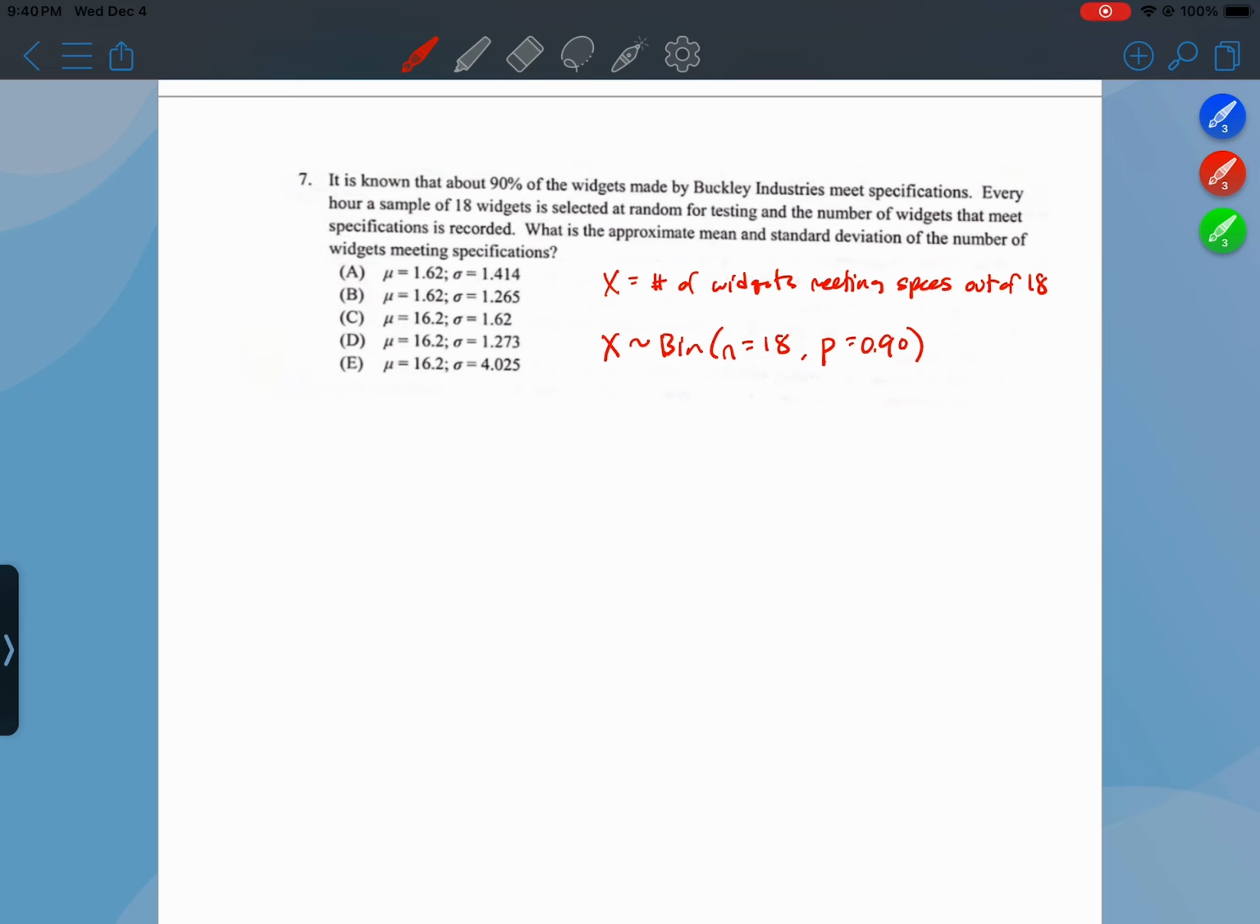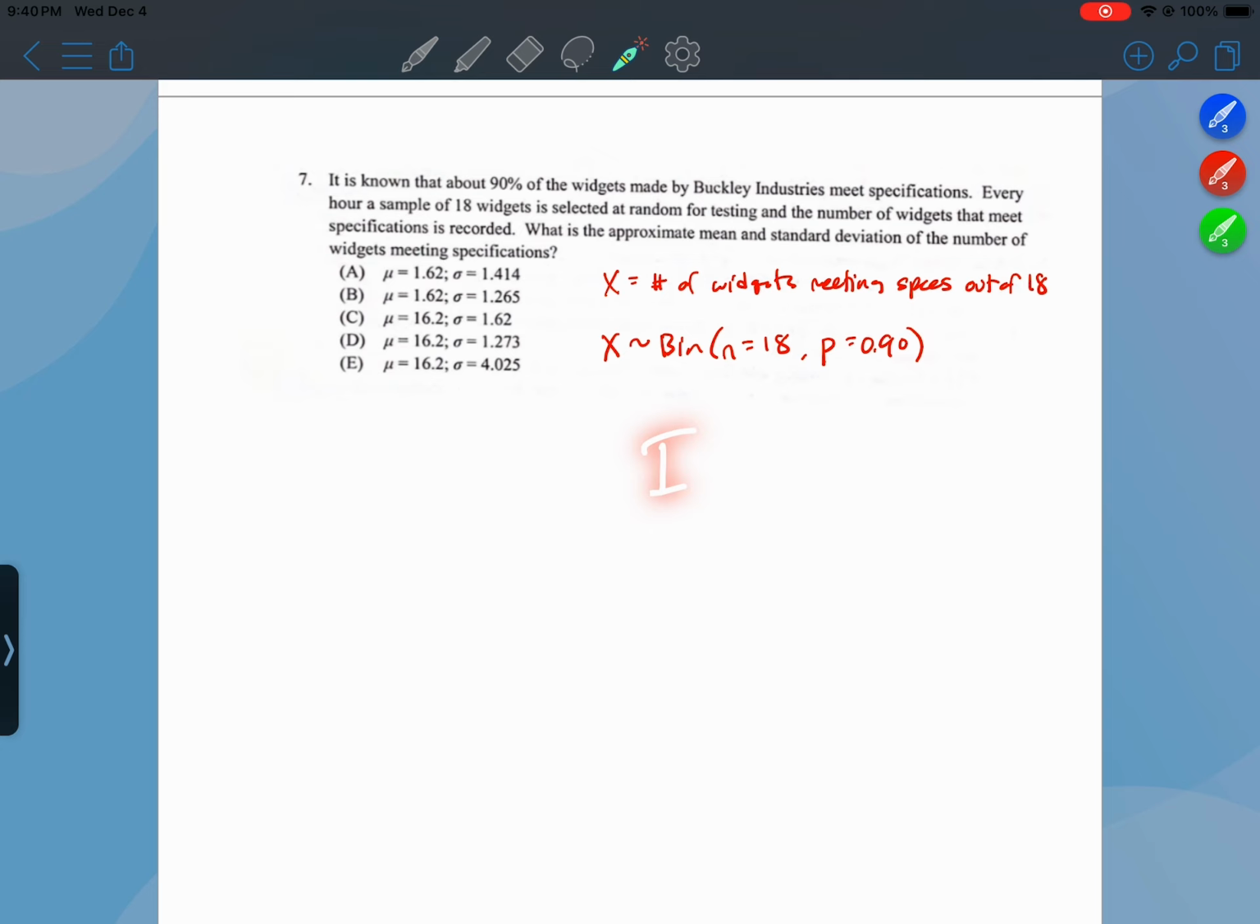Now, I'm not going to write it down, but here's the rundown I did in my head. So I checked BINS. Are the outcomes binary? Sure. If it passes specs, it's a success. If it doesn't pass, it's a failure.